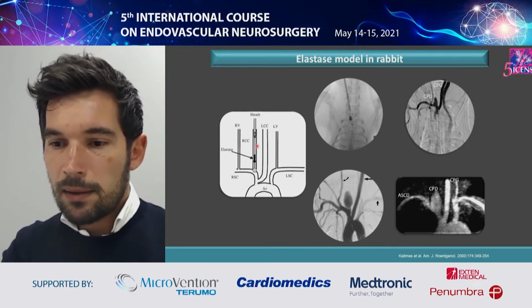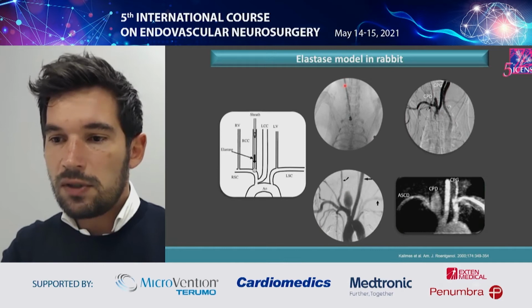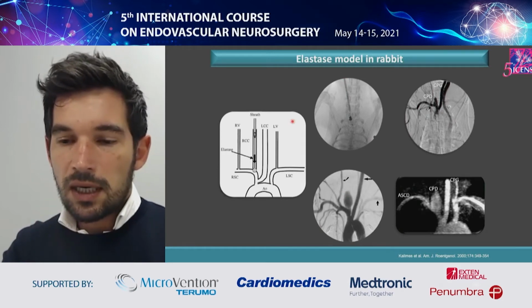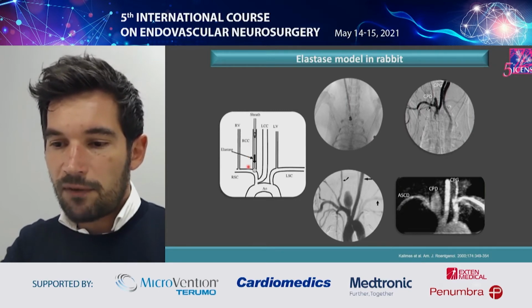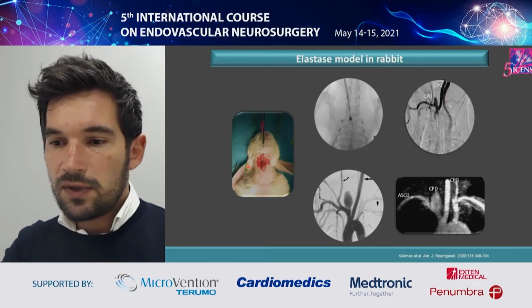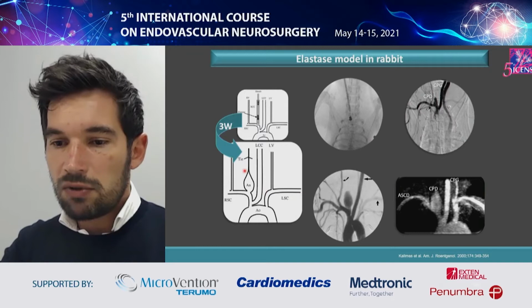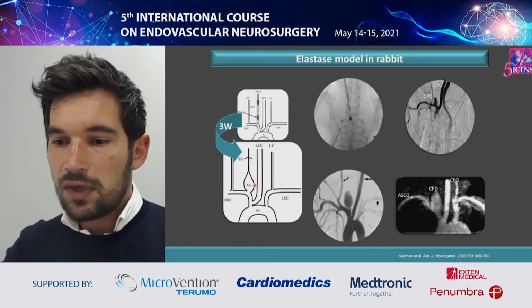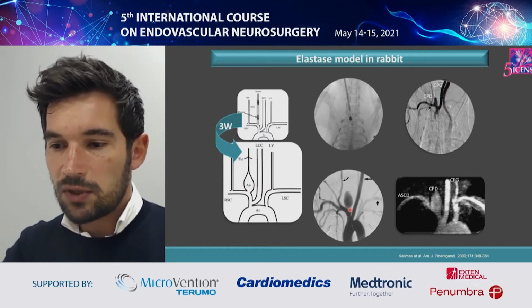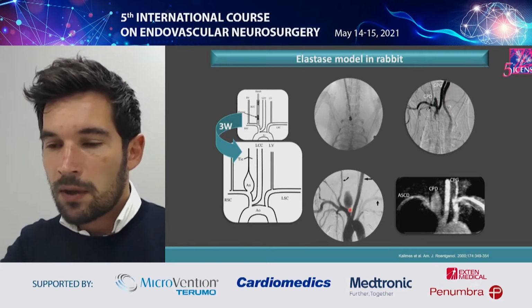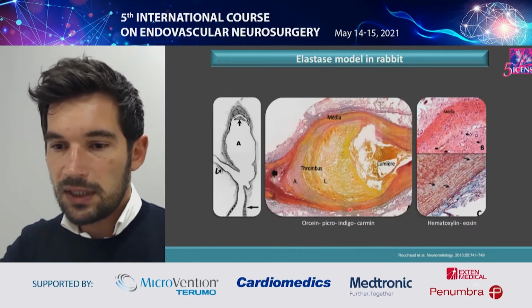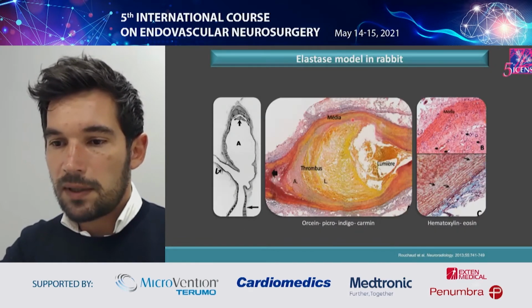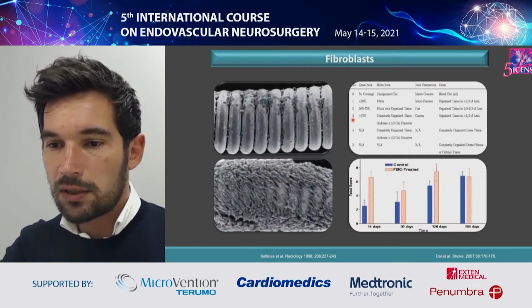We create surgical aneurysms with a surgical incision of the right common carotid artery at the level of the neck of the rabbit. Then we introduce a 5 French introducer, and we infuse elastase in this common carotid artery. And 3 weeks later, after ligation of the artery, we can observe this kind of saccular aneurysm, which is really close to what we observe histologically in human aneurysms. This is what we have here, with a thinner media than in normal arterial wall.